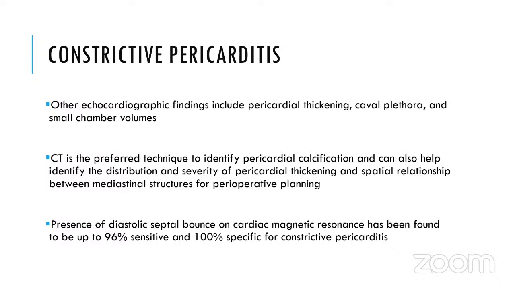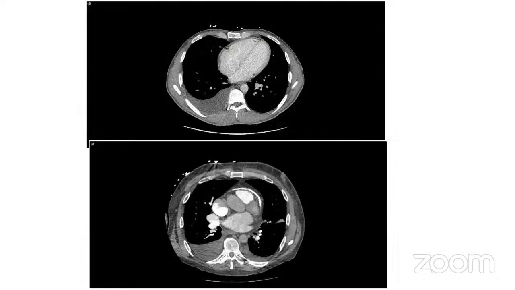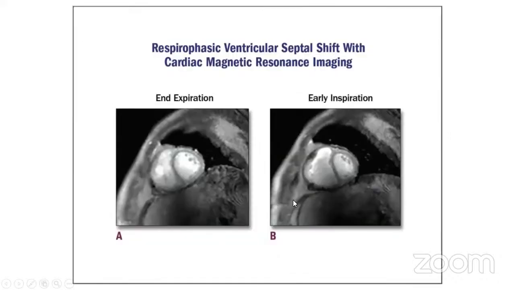The presence of a diastolic septal bounce in cardiac MRI has been found to be 96% sensitive and 100% specific for constrictive pericarditis. Here is a CT scan. In the top picture you can see there is pericardial thickening, and in the second picture, the CT shows evidence of pericardial calcification.